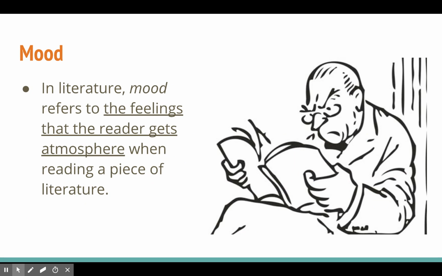Okay, moving on. The last thing we need to learn is about mood. So in literature, mood refers to the feelings that the reader gets. So it's the atmosphere when reading a piece of literature. So tone is about the writer, mood is about us. So what is our mood that we are being influenced to have after reading?